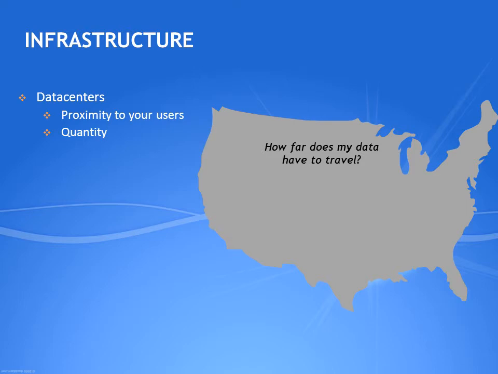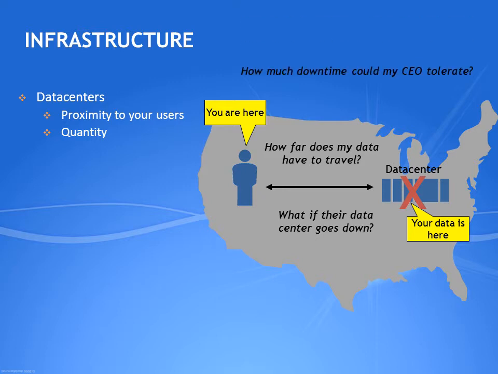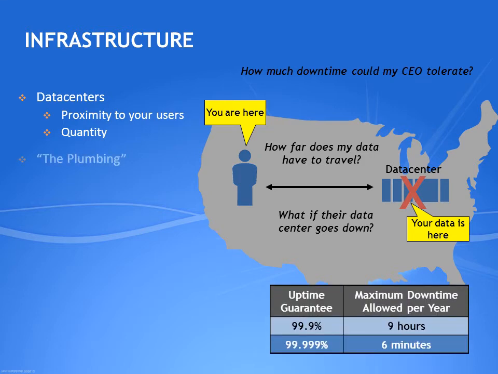So how far does your data need to travel? If you're here and your data is in a whole different place, it's not a whole lot of time, but it's something to think about. Also, how many data centers do they run? What happens if something goes wrong? Hardware failures, natural disasters, terrorism? What is a reasonable downtime? An hour? A day? You know, 99% uptime allows for 3.6 days of downtime a year. How about 99.9? Or even 99.999? You get the point.